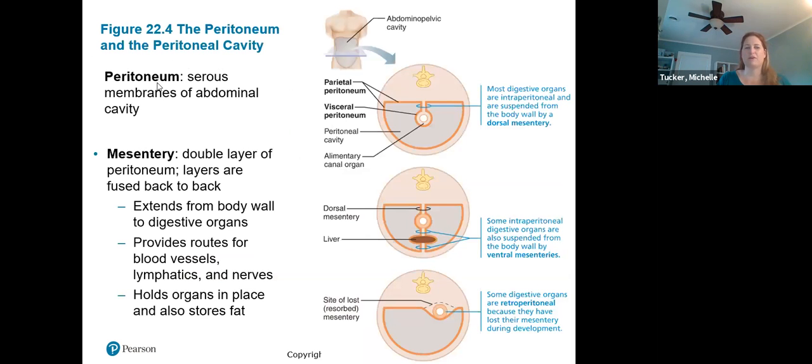Peritoneums are serous membranes, so a pair of membranes with fluid in between. We have a general peritoneum for the abdominal cavity, with a visceral peritoneum around the digestive organ, and the parietal peritoneum around the body cavity. The mesentery is a double layer of peritoneum, so a double membrane, and it will support and suspend organs from the body wall, and then provide this route for blood vessels, lymphatics, and nerves.